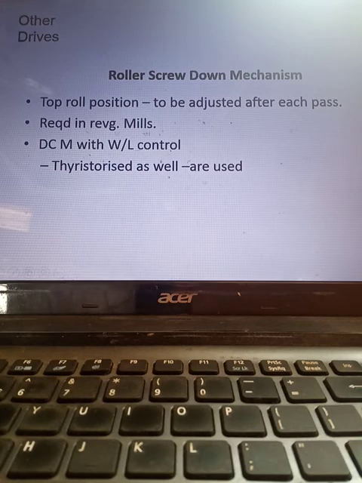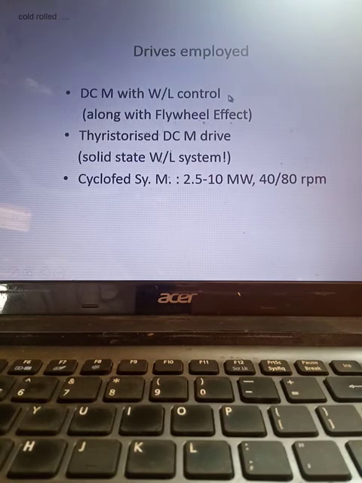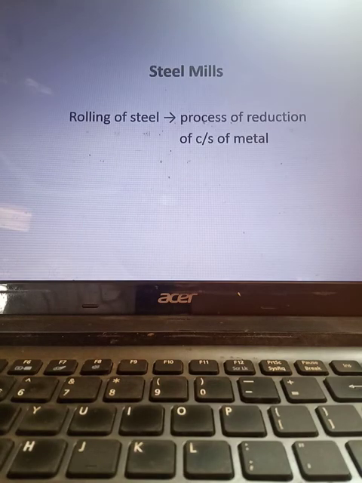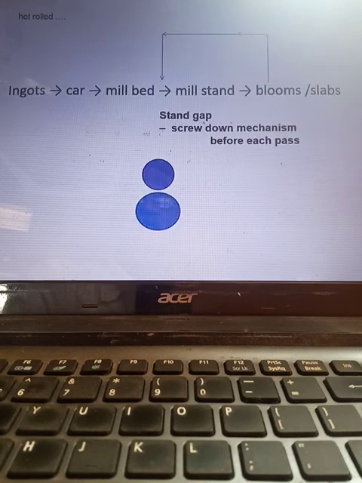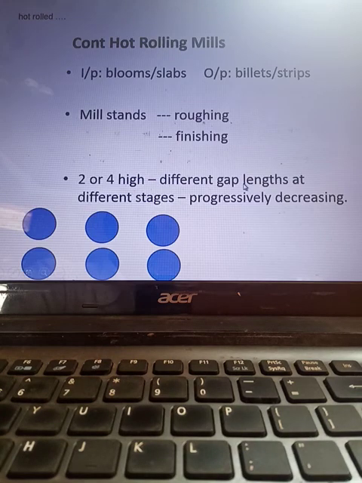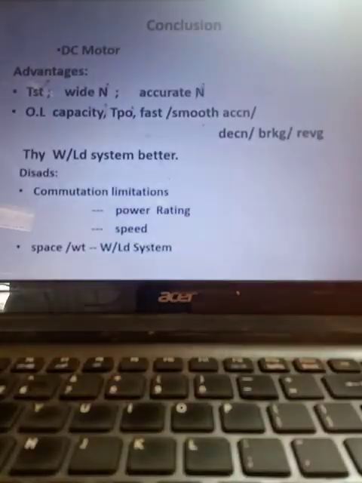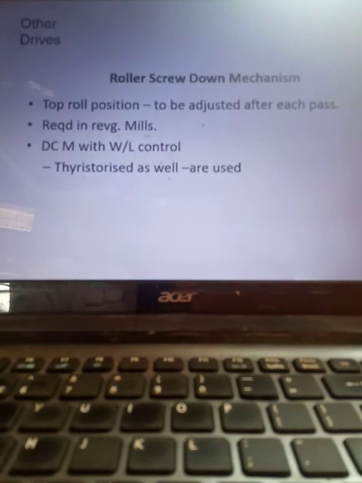And along with these main drives, there are other supporting drives employed in the steel mill. The first one is roller screw down mechanism. So what is this? I had shown earlier this gap to be changed. To change this gap, when these rolls are very big, we need to use a motor itself. We cannot do it manually. This is gap adjustment, the drive used for gap control. So that we are referring to here, roller screw down mechanism.